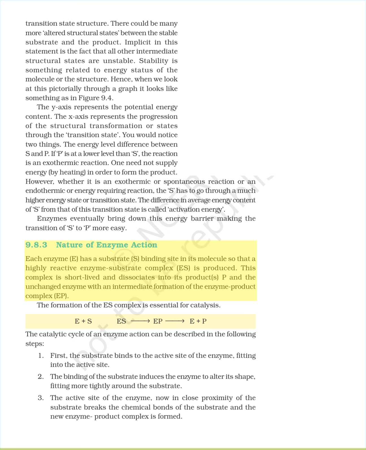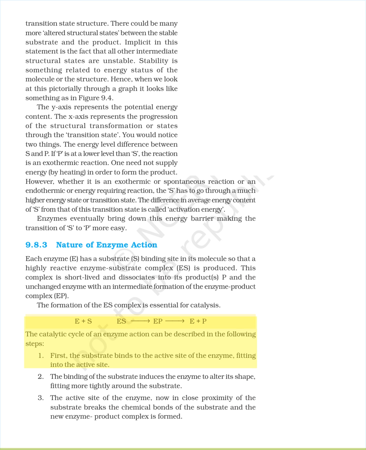9.8.3 Nature of enzyme action. Each enzyme, E, has a substrate, S, binding site in its molecule so that a highly reactive enzyme-substrate complex, ES, is produced. This complex is short-lived and dissociates into its products P and the unchanged enzyme with an intermediate formation of the enzyme-product complex, EP. The formation of the ES complex is essential for catalysis. E + S → ES → EP → E + P.